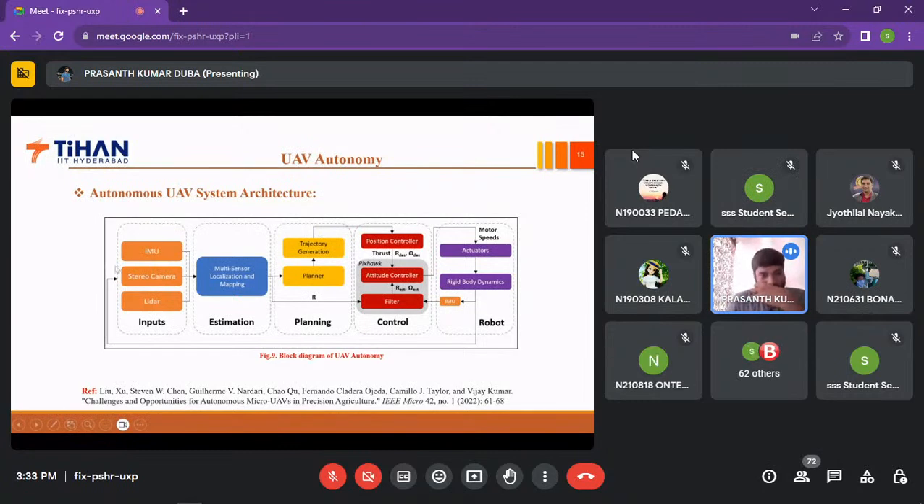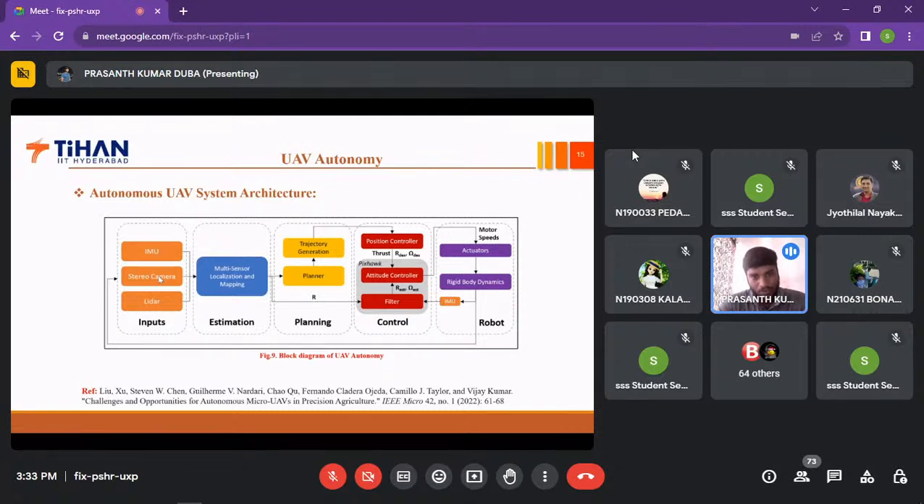So if you consider this overall system, this is the open loop, then you can see the inputs, the feedback again is coming to the inputs. So hence we can call it a closed loop system. The first block we can consider is the sensors, that is called the inputs. In aerial vehicles, the basic sensors we are using are the IMU, stereo camera, and the LiDAR. After that, we get the data from the sensors and need to do the estimation part, that is called multi-sensor estimation, state estimation, nothing but localization and mapping.